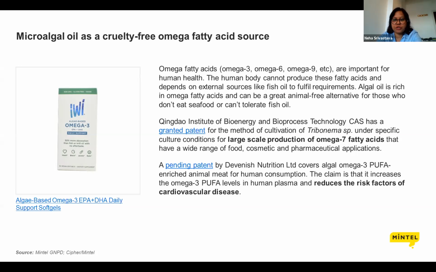There are some patents by Corbion and Dev Nesh Nutrition which cover different varieties of microalgae that can be used to extract different forms of omega fats, and that can be used in food, drink, even in the cosmetics and pharmaceutical industry. On the left-hand side I have included one of the product launches in the market which claims to have algae-based omega 3 in it, as a normal nutritional supplement.